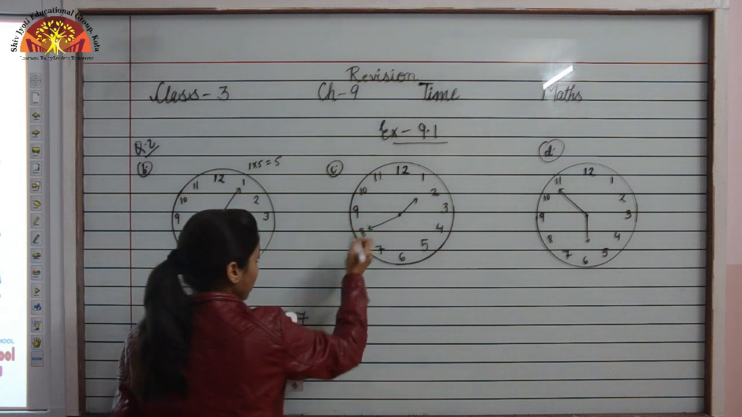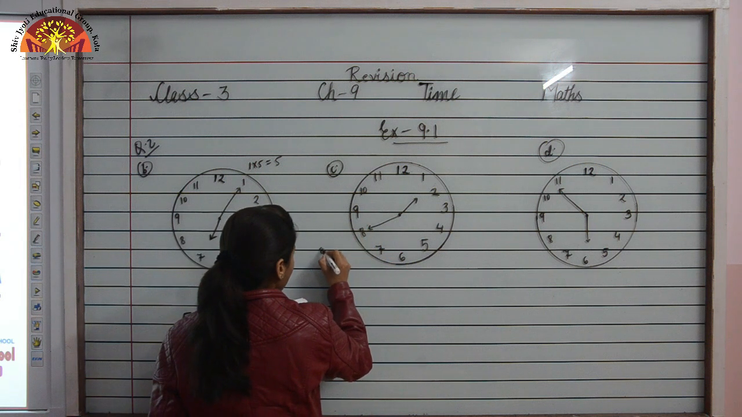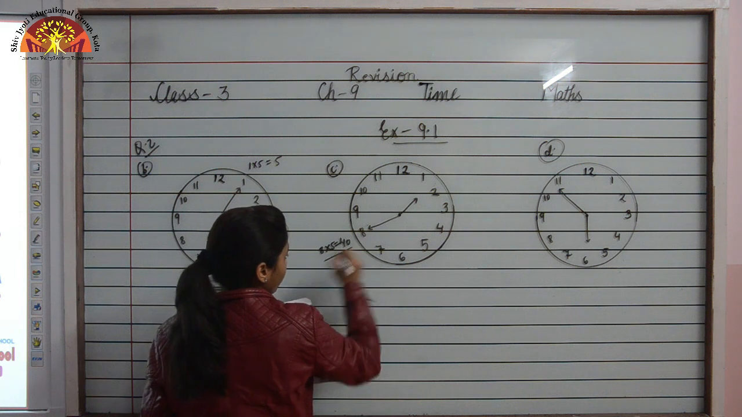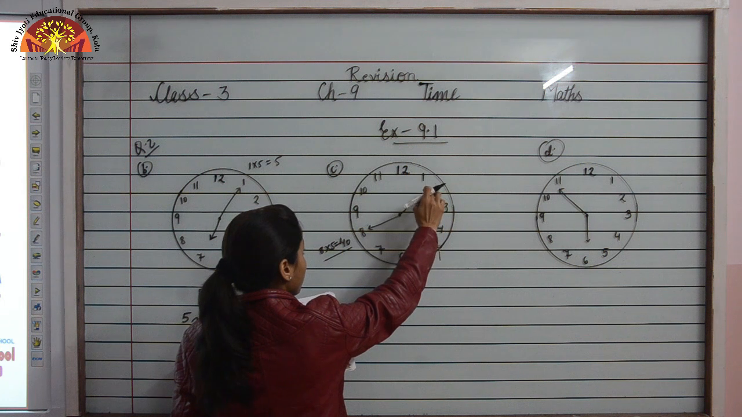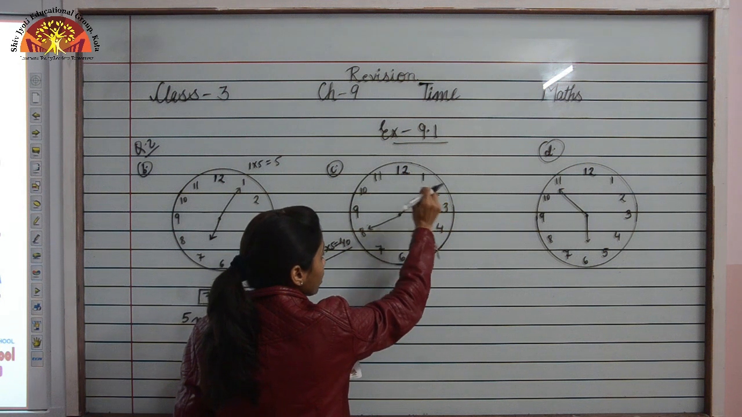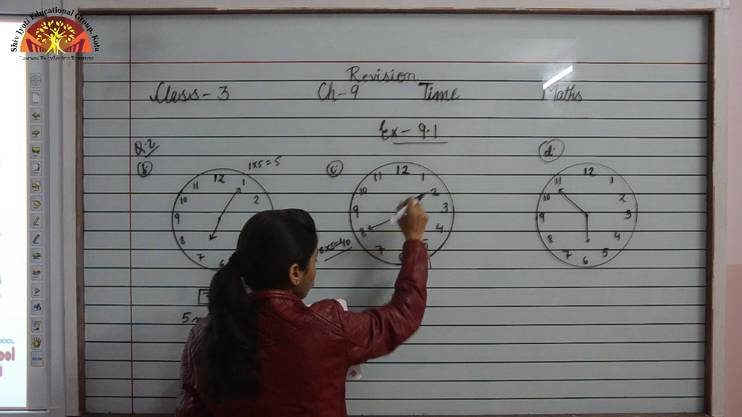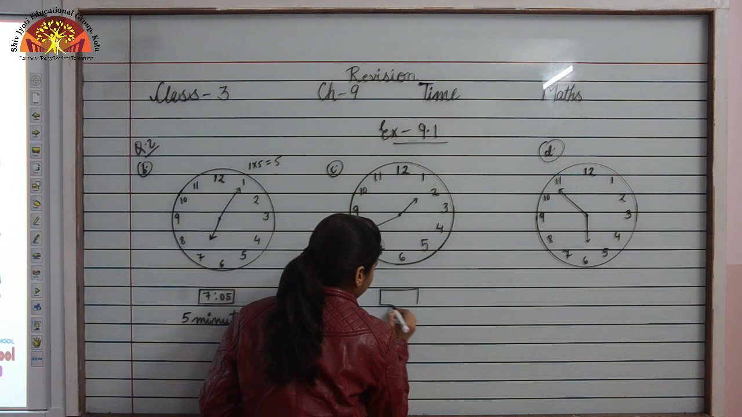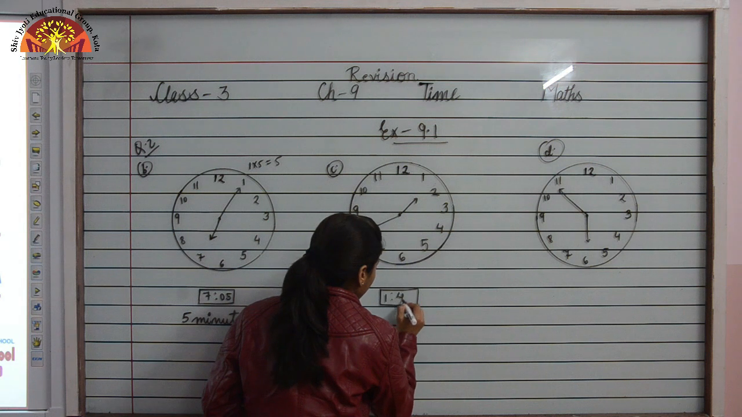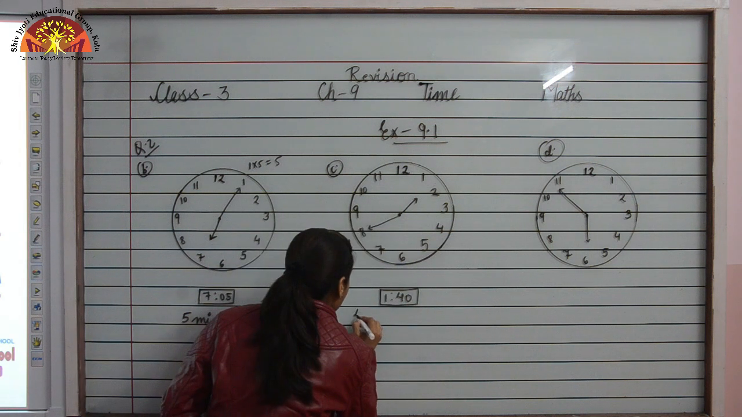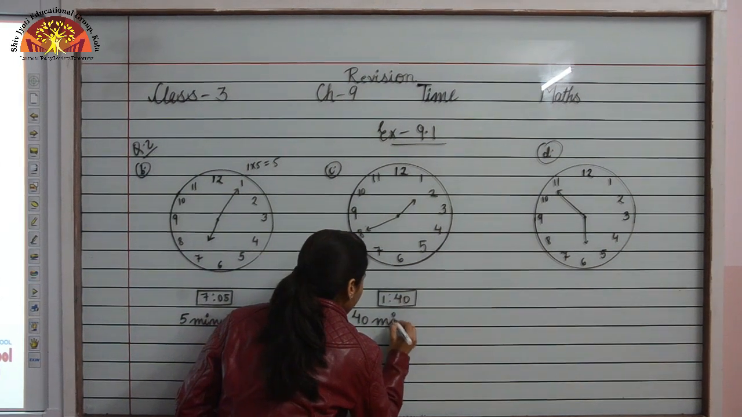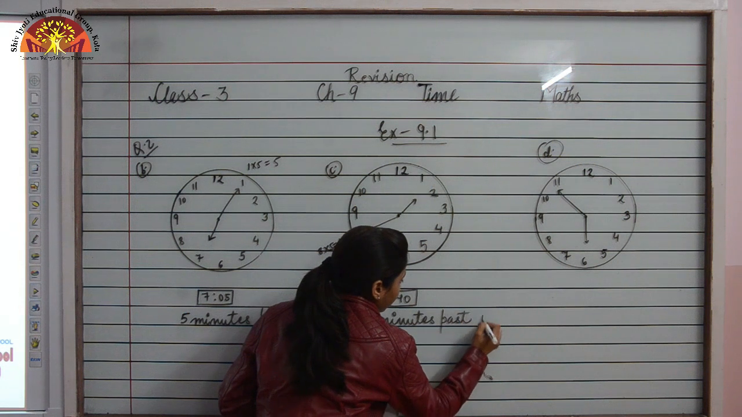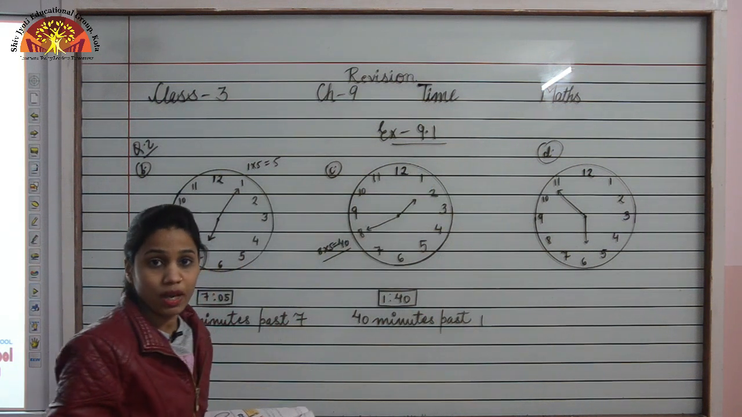Now since the minute hand is at 8, I have to multiply 8 by 5. So I will get 40. Hence the minute will be 40 minutes. And since it is between 1 and 2, it is about to reach 2, it is not exactly on 2. So how will we write? 1:40. The time will be 1:40, and we will write 40 minutes past 1. The time will be 40 minutes past 1.